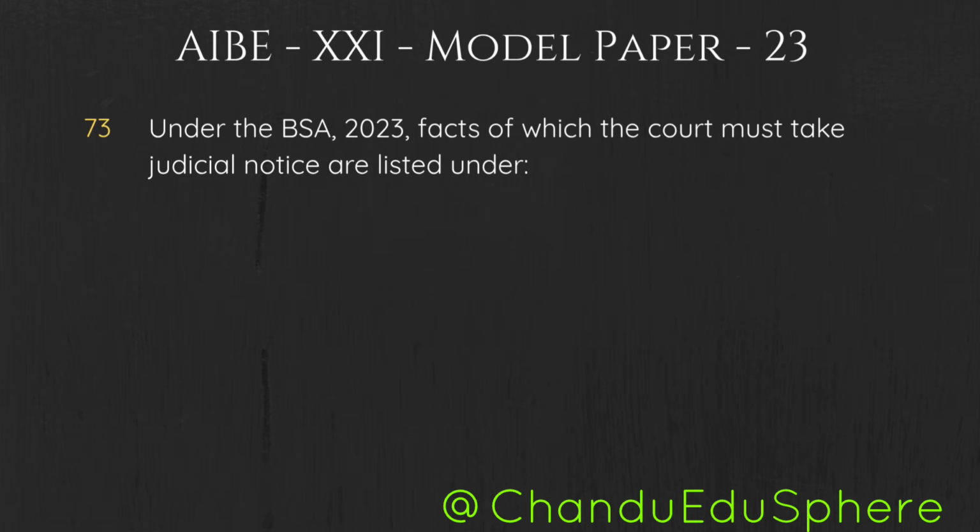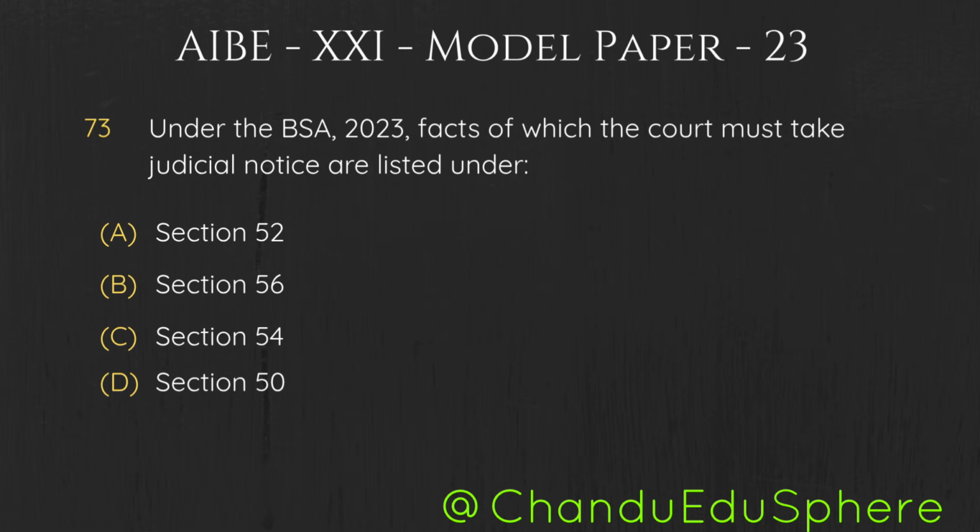Under the BSA 2023, facts of which the court must take judicial notice are listed under Section 52 of the BSA 2023, corresponding to Section 57 of the Old Evidence Act, which enumerates the facts of which the court must take judicial notice, such as Indian laws, treaties, public seals, courses of proceeding, and territorial divisions of India.